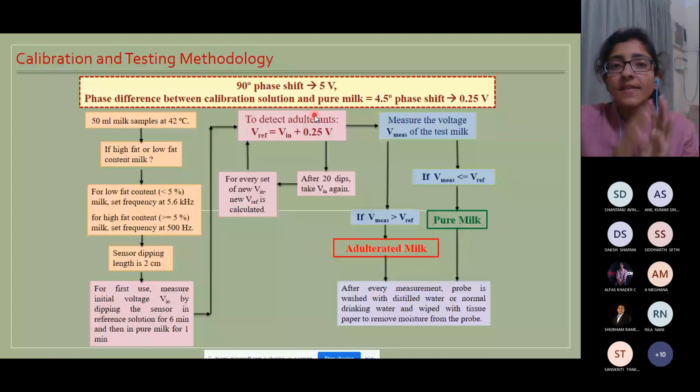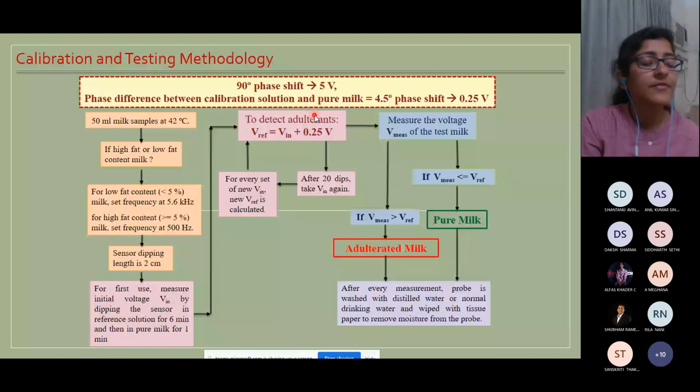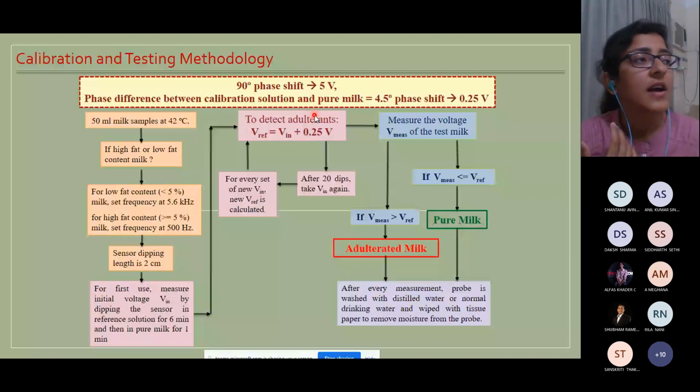All those things are done by coding in the microcontroller. So there is no need for the customer to worry about the programming part. They just have to select whether they have low fat milk or high fat milk. In that way, you just choose the frequency. And in most cases for cow milk, we found that it is low fat milk.